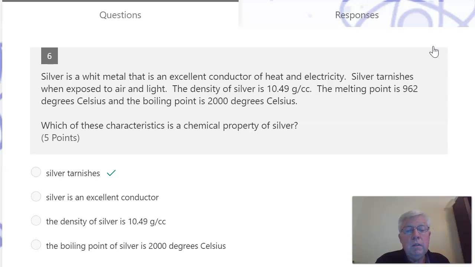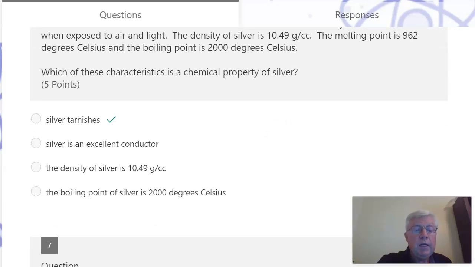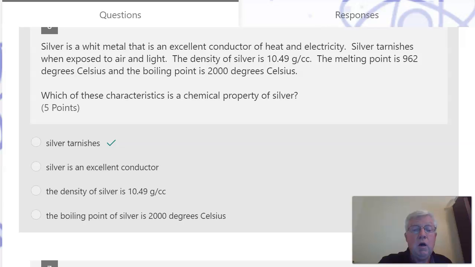And the boiling point, where it turns from a liquid to a gas, is 2,000 degrees Celsius. It won't in my kitchen, but there are ovens or pieces of equipment that can heat silver to the point that it would change from a liquid to a gas. Which of these characteristics is a chemical property of silver? Well, I talked about the fact that it tarnishes. It combines with oxygen. Silver tarnishing.